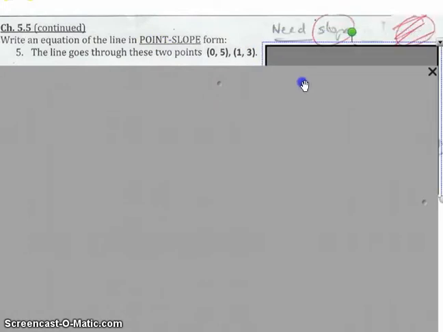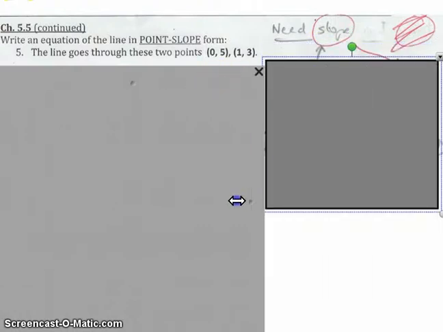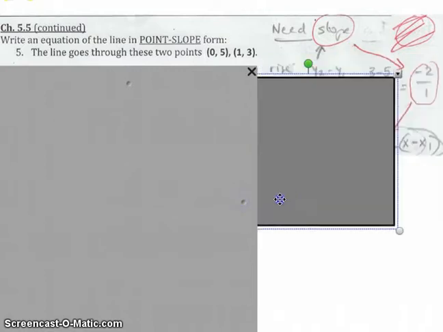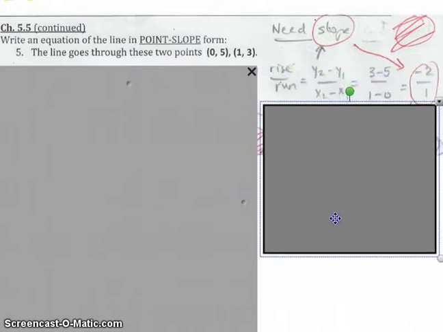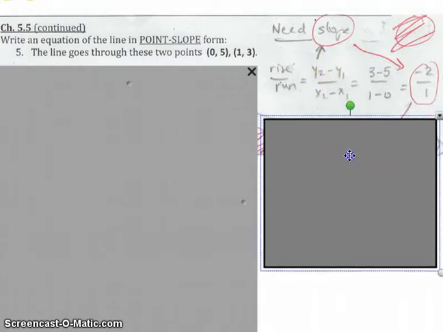Well, first of all, you need that slope. Slope is rise over run. Rise over run is the difference in the y's divided by the difference in the x's. So an easy way is y2 minus y1 over x2 minus x1.